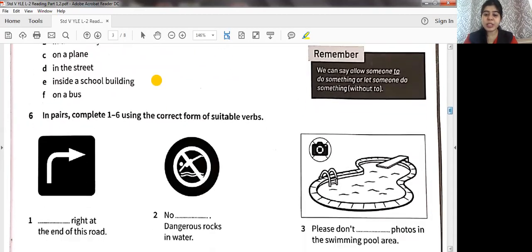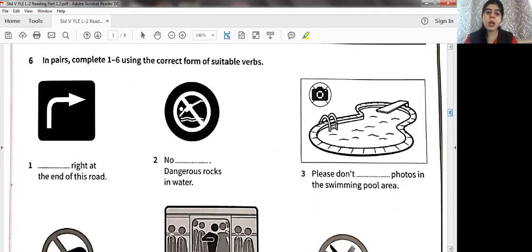Now, let us move to question number 6, students. In pairs, complete 1 to 6 using the correct form of the suitable verbs. Now, they have given you these signs, they have given you these boards, right? Now, you have to fill this by choosing the appropriate verb. But now, students, remember, they have not said that you have to choose from there. No. It means that you have to use your own words, and your own words should be correct. It doesn't mean that you will put anything whatever you like. It's going to be wrong.